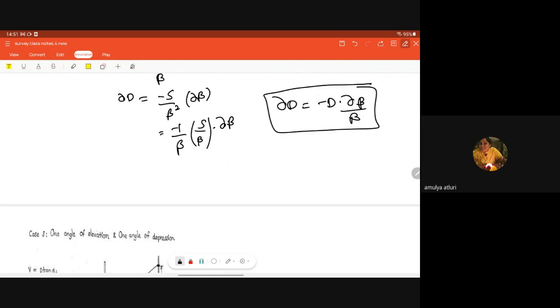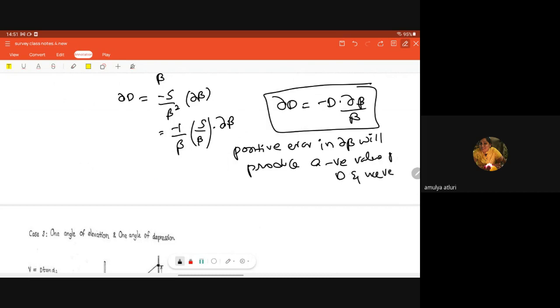So you can see this. The positive error in d beta will produce a negative value of d, and vice versa. Got it? This is the effect of angular error.